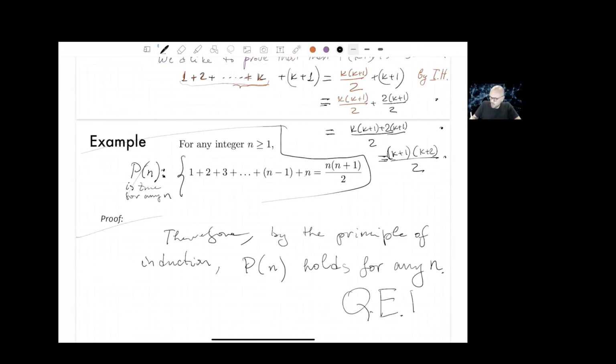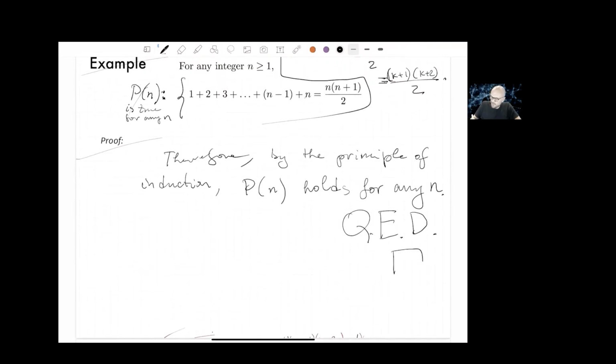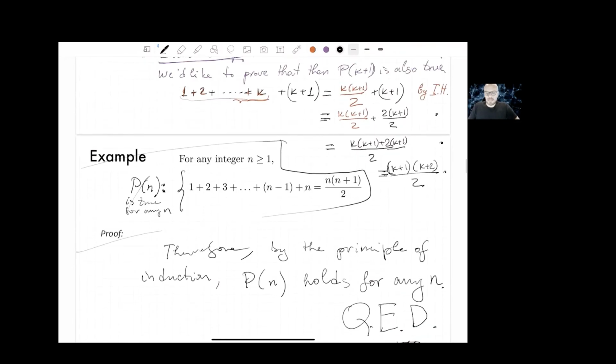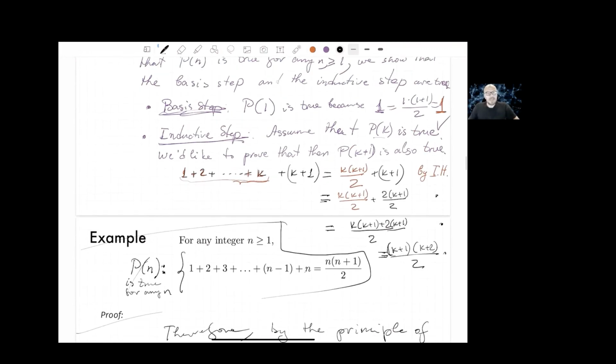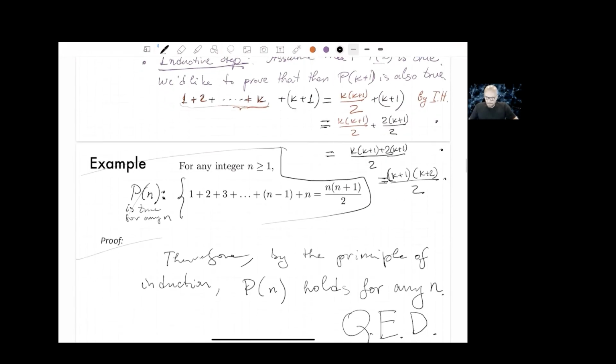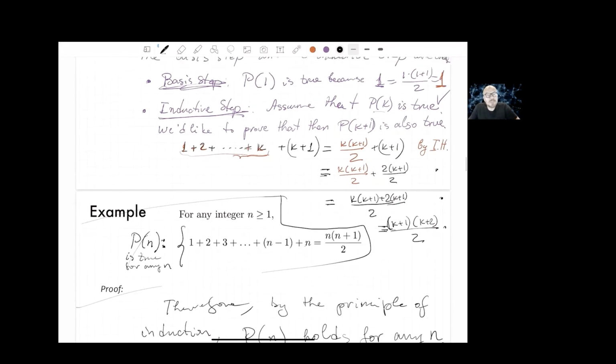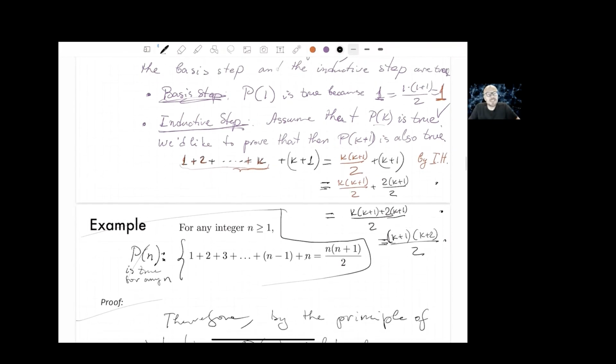That's my QED. Or instead of QED, you write like a little square. That completes the proof, the end of the proof. QED is that which needed to be demonstrated. Okay, so any questions about this? If there is a little feeling of uneasiness, that's fine. Now it's time to do another example.